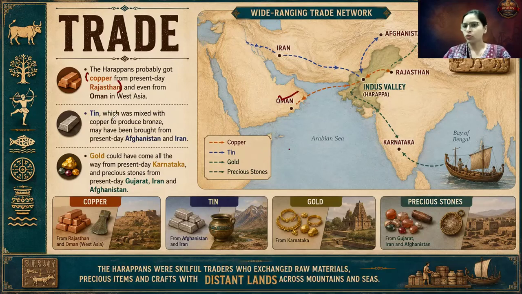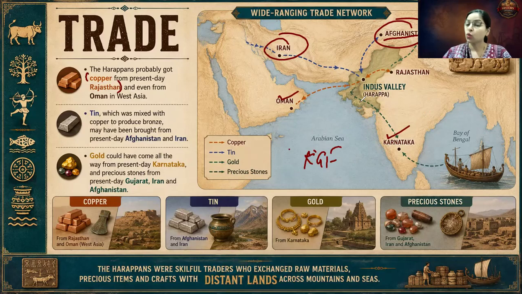Then tin. Tin is also very much important in order to make the alloy of bronze. So it is said that probably they got the tin from present day Afghanistan area and from the Iran area. And then gold. From where did they get the gold? Because gold was used to make the ornaments. They got the gold from Karnataka. You know that in Karnataka there are KGF, Kolar gold fields. So probably from there they got this gold.